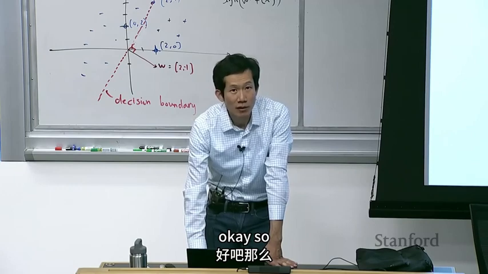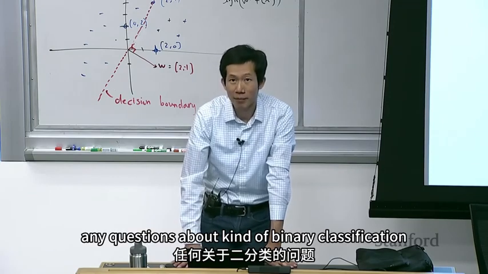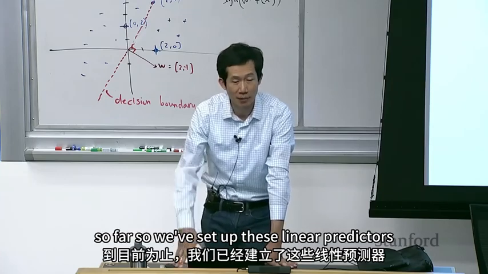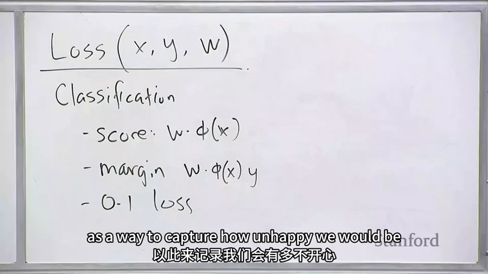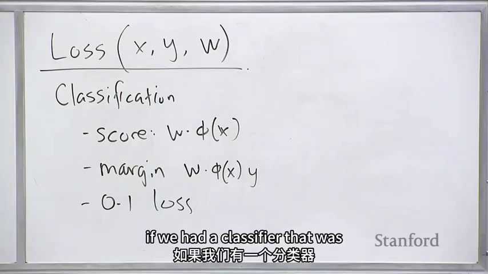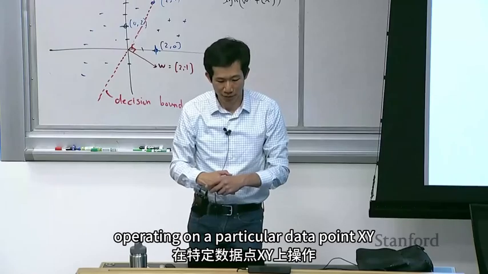Okay, are there any questions about binary classification so far? So we've set up these linear predictors, and I've defined the 0-1 loss as a way to capture how unhappy we would be if we had a classifier that was operating on a particular data point, x, y.